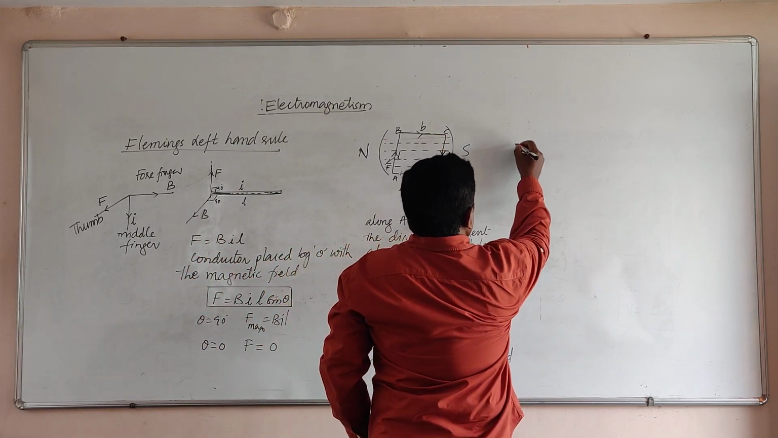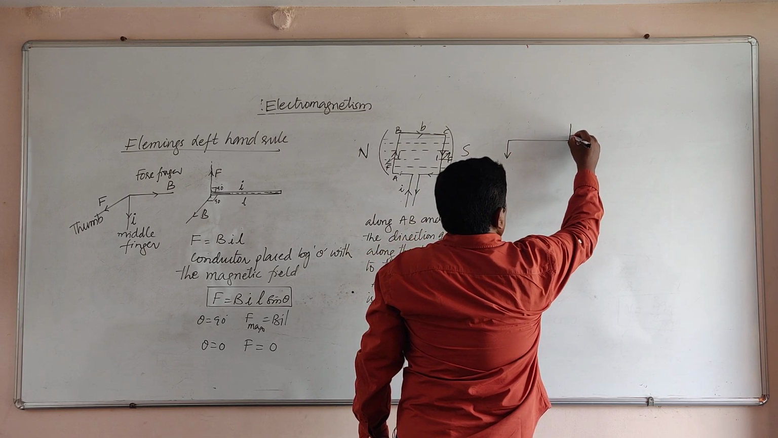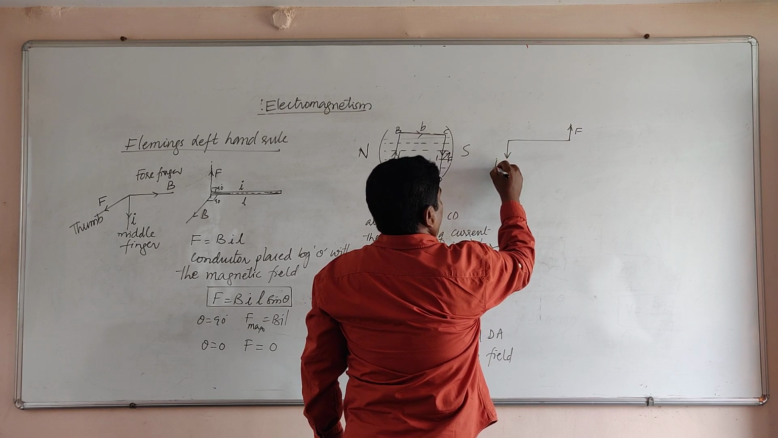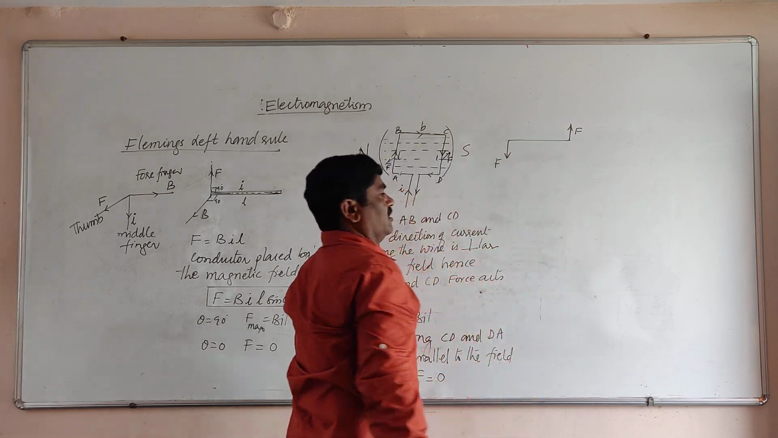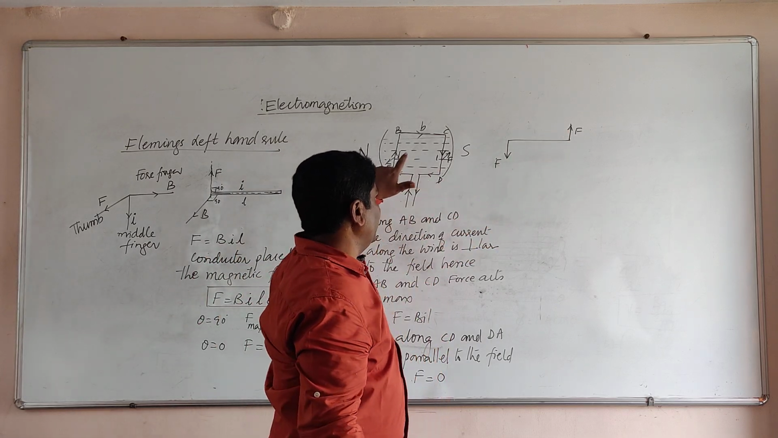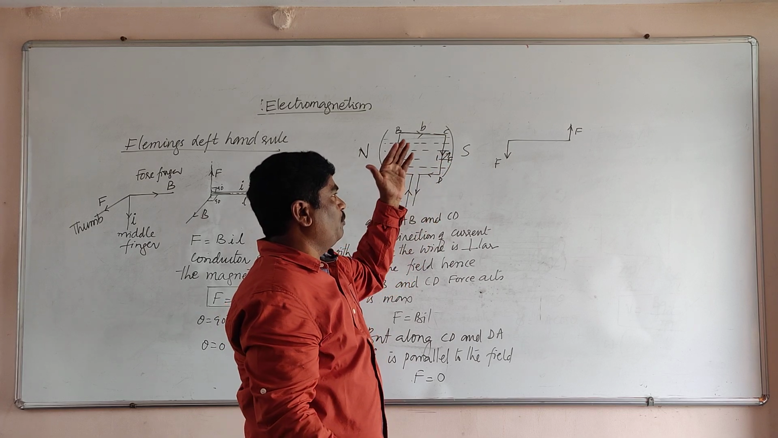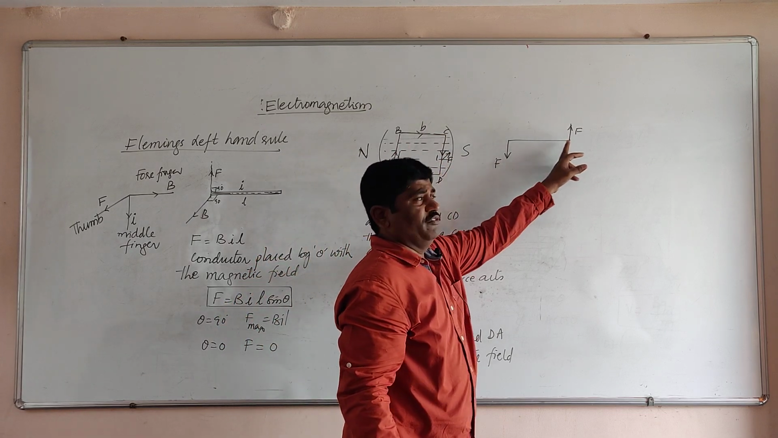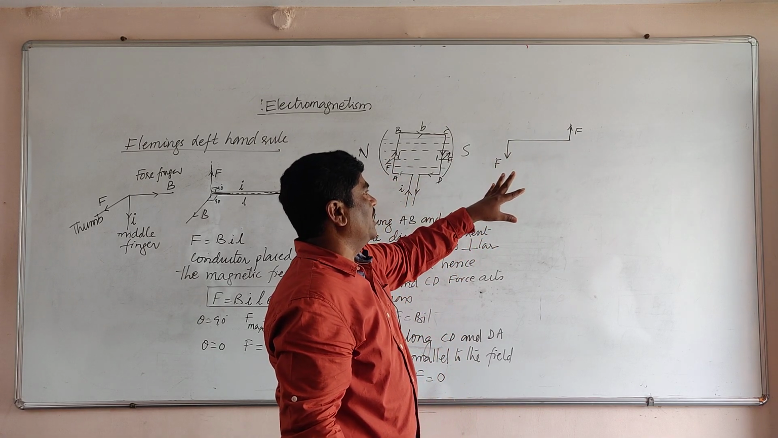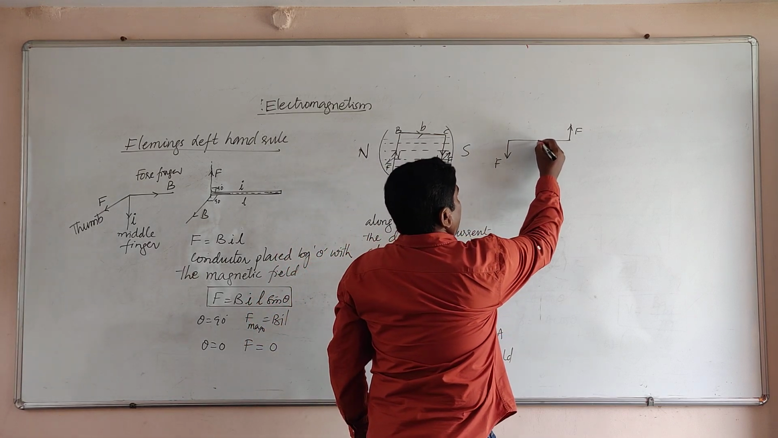So in this one, one force is acting like this, and another force is acting like this. The two forces are acting simultaneously on the coil. One is downward, one is upward. One is inside, one is outside. So two parallel forces acting on the same body in opposite directions constitute a rotation. So the torque will act on this one.